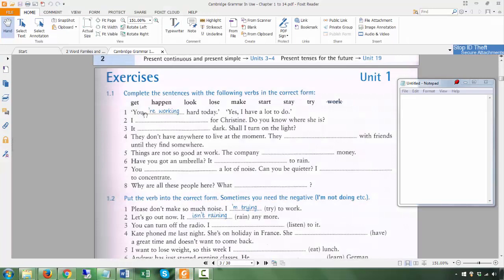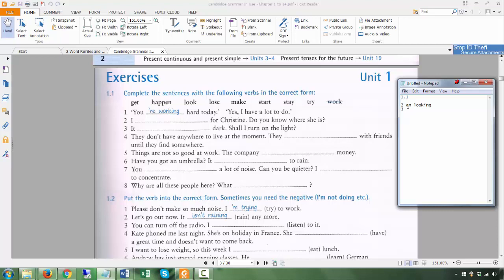So let's do this. "You're working hard today." "Yes, I have a lot of work to do." Okay, so 1.1, number 2: "I what for Christine? Do you know where she is?" I am looking. Right now, remember when you use the present continuous tense, something is happening right now, in the middle of an action. So this person is right now looking for Christine.